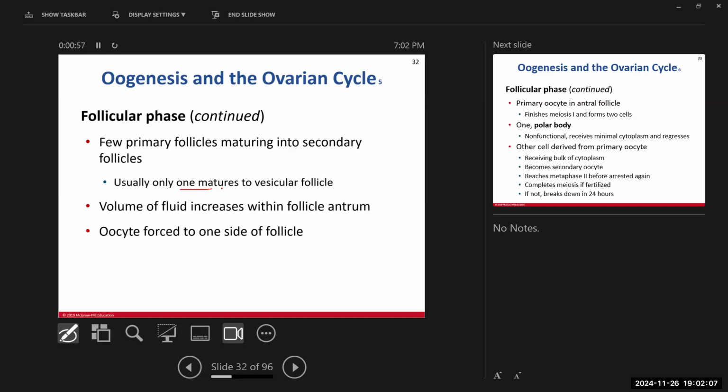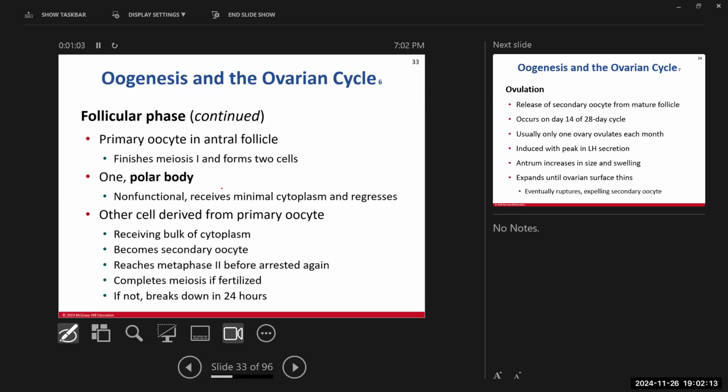It's pushed off to the edge and ready for, like, blowing up a balloon. We're going to pop the balloon here, right? And so what we're going to see is we're going to actually get into ovulation there.